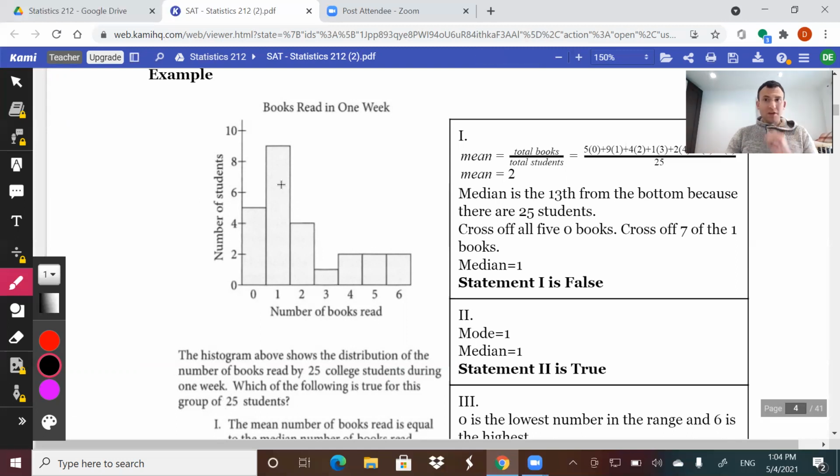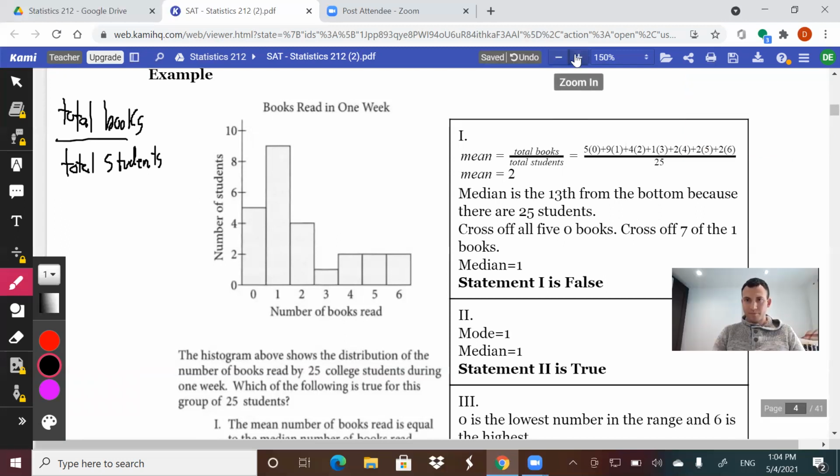Okay, so to get the average, what do we need? We need total books over total number of students. That will get us the average books per student, right? So it's total books over total students. Simple enough. So how do we set this up? Well, I'll show you exactly how we'd set it up.